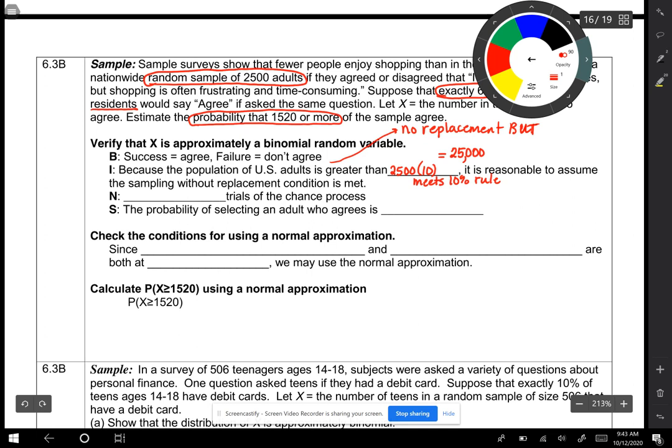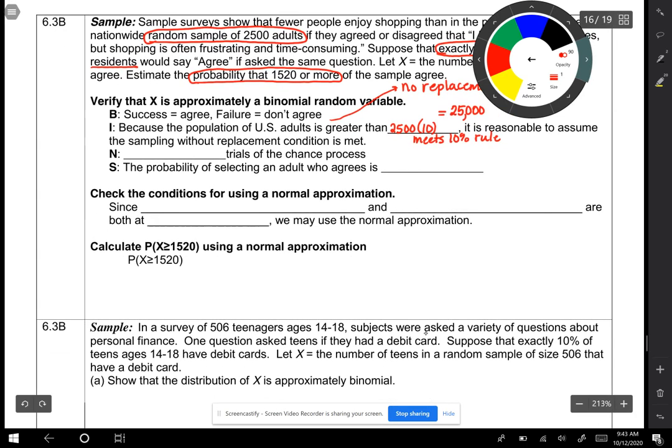And therefore, it's okay to check the independence condition. n is the number of trials. So in this case, it is our sample size. So n is 2,500. And the probability of selecting an adult who agrees is 0.60. It's a probability of success. So it meets the binomial setting.